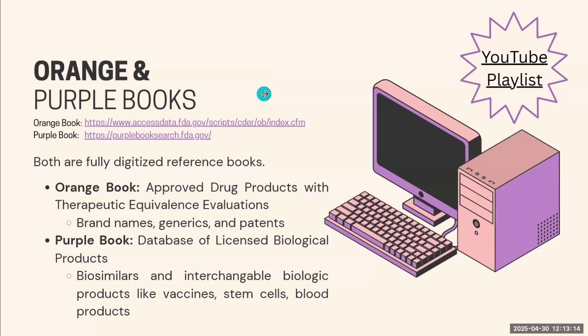So one thing also to remember about the Orange Books and the Purple Books is that they're essentially digitized versions of what used to actually be books. And you can still buy the Orange Book in, I think, one massive volume today. I'm not sure if the Purple Book is still available as an actual reference textbook, but they're essentially digitized versions of these reference manuals that come out yearly.